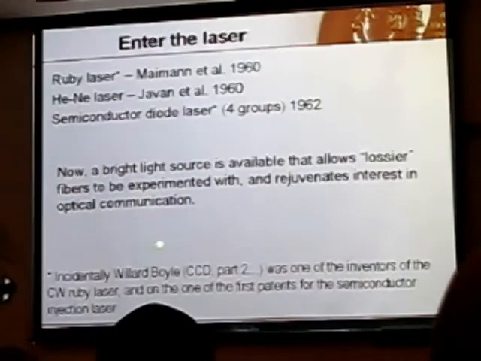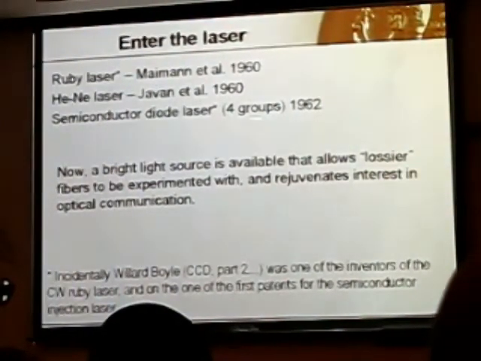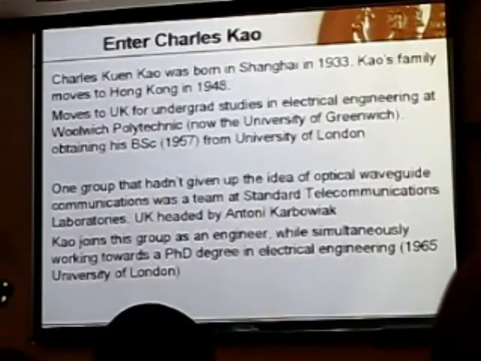And now I must take a little aside. We will come to Willard Boyle in part 2. This guy is an amazingly versatile guy. He is listed as one of the inventors of the CW laser, and he also is on one of the patents for the first semiconductor laser. Very versatile guy. He's got his thing for the CCD, we'll have to wait for a while till we hear his story, but that's the laser.